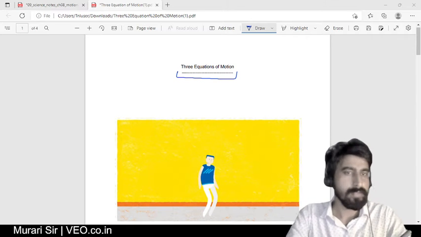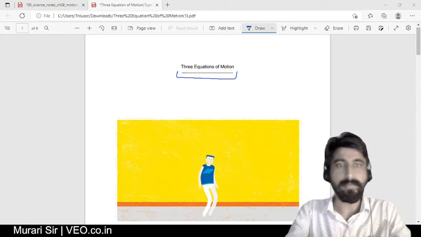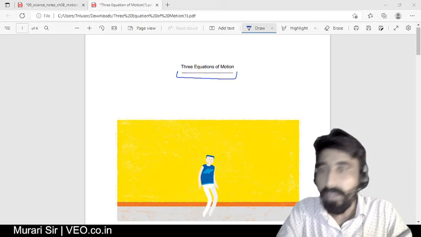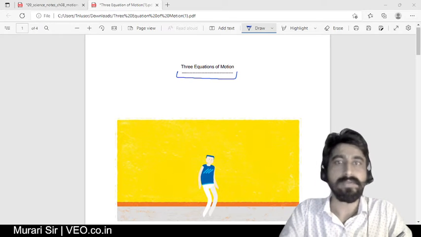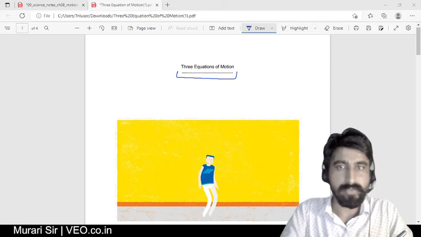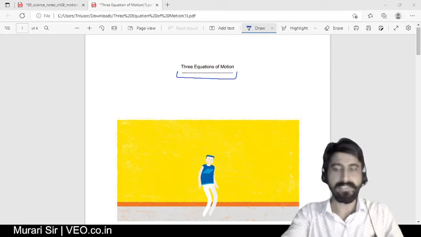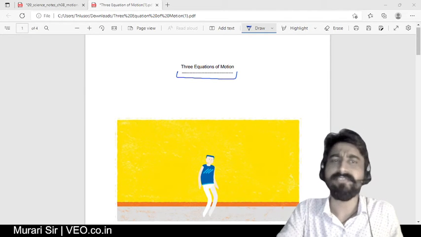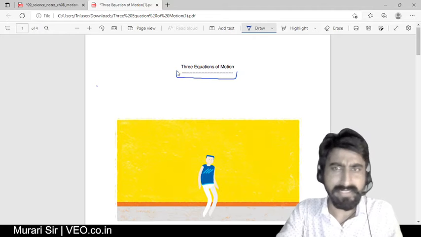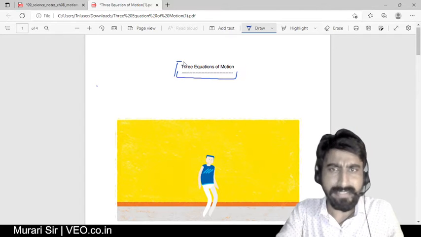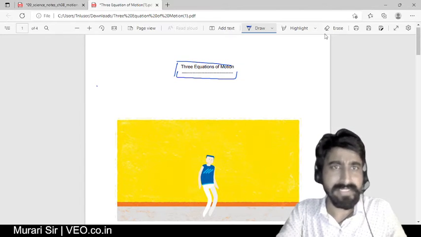Hello students. So let's continue with the topic motion. In the last lecture we left on the topic three equations of motion. Let's cover these three equations in today's lecture and they're very interesting, don't worry, and you will understand them easily. The three equations of motion are very easy and very important.